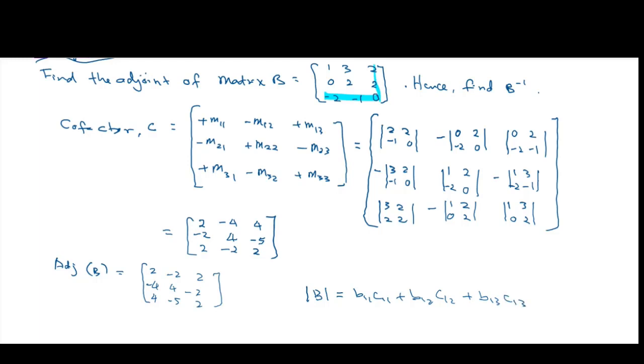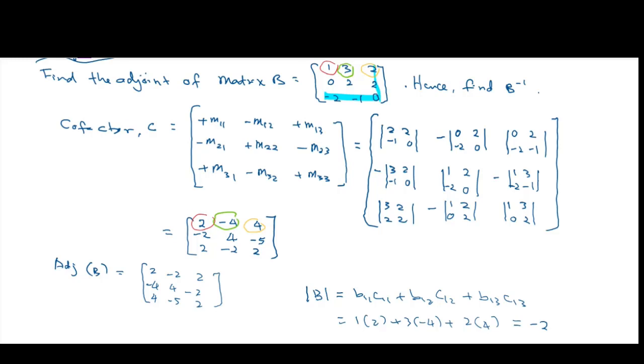So the element of B11 is here and the cofactor is here. The element of B12 is this one, 3, and the cofactor is negative 4. And the last will be 2, and the cofactor will be 4. So we are going to multiply all the elements and cofactors and add them all together. So we have 1 times 2 plus 3 times negative 4 plus 2 times 4, which is equal to 2 plus 8 is 10. 10 minus 12 is negative 2.